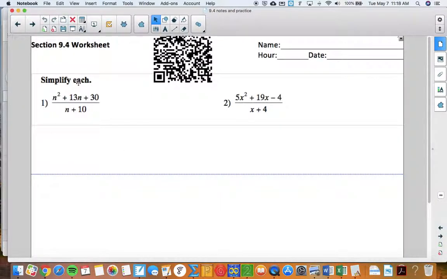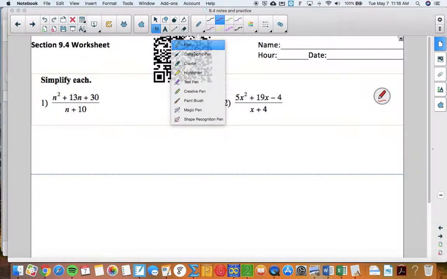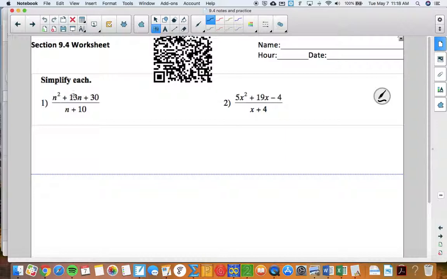This is worksheet 9.4. We are simplifying rational expressions. Let's do it. So, for number one, I have this expression or polynomial divided by that one, but let's get it in factored form. So I'd be looking for numbers that multiply to 30 and add to 13, which would be 3 and 10. So that means that the top factors to n plus 3 times n plus 2.